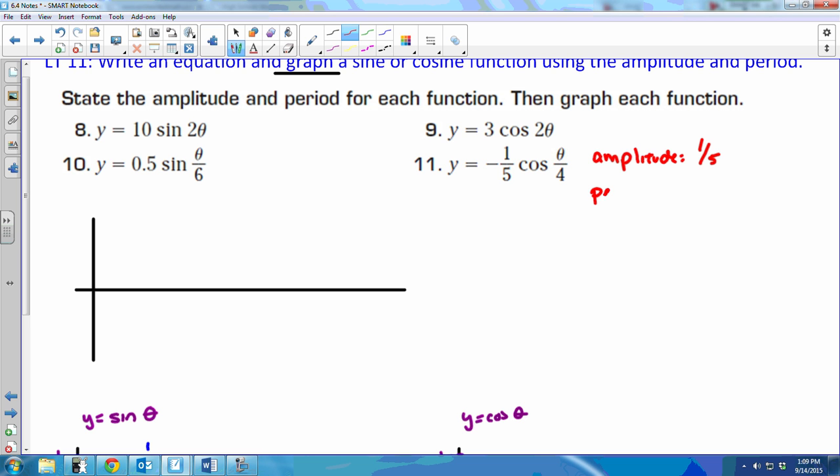How am I going to find the period? 2 pi over a 4th, which is 8 pi. Okay. If I'm going to try and find the new scale, 8 pi divided by 4 is 2 pi, right? So I'm counting by 2 pi.